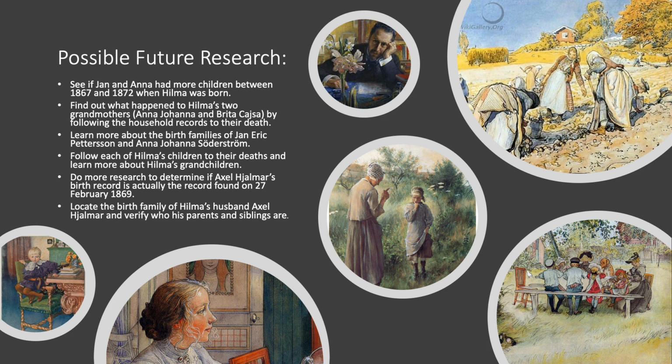Here's my list. Number 1, discover if Hilma had any more siblings. Number 2, find out more about Hilma's two grandmothers. 3, research the early lives of both Hilma's parents. 4, research Hilma's children, her children's spouses, and her grandchildren. And the last, do more research on Hilma's husband and his extended lineage.